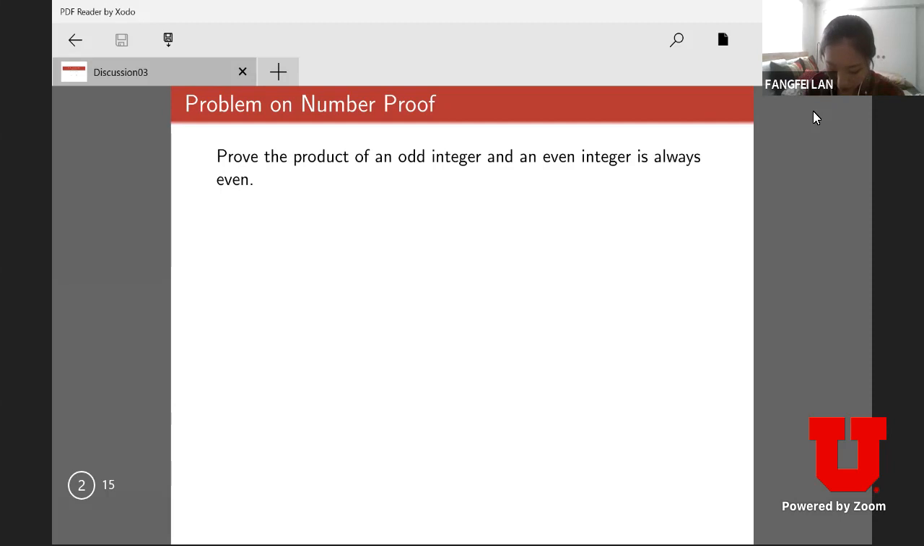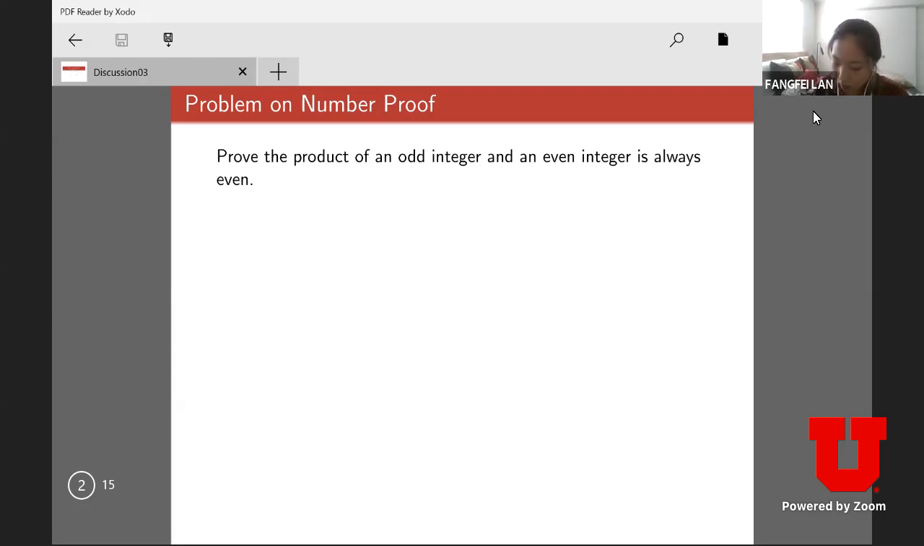All right, we're going to start with the first one. Prove that the product of an odd integer and an even integer is always even. This should be simple enough. Any ideas how to do this? Where do we start? We can define a variable like 2m plus 1 as the odd integer. Okay, that's great.